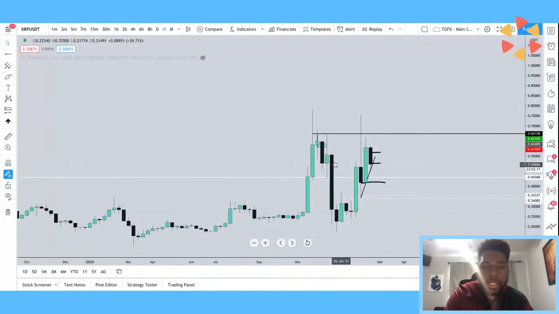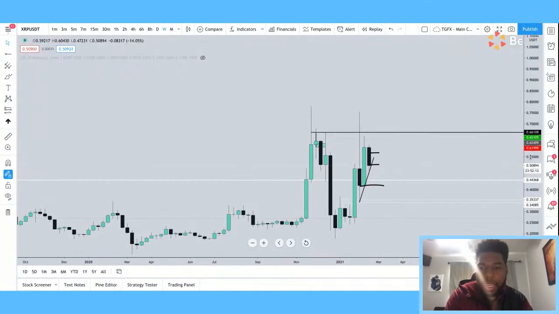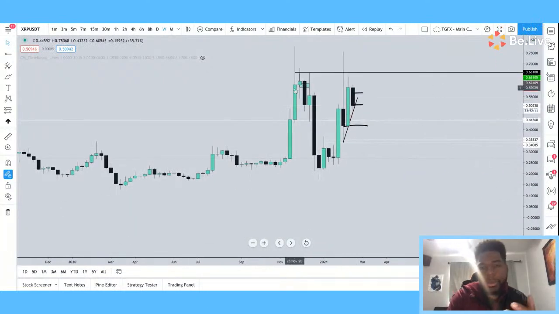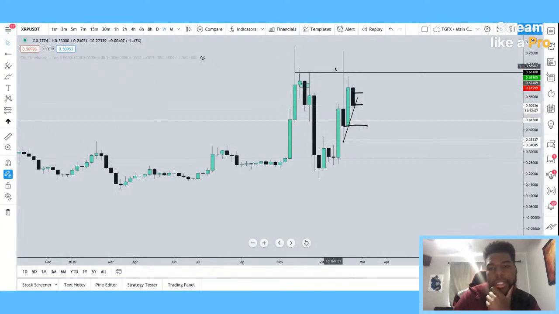Another thing is price just made these long wicks to the top on the weekly time frame. Now, when price does this kind of pattern, it's usually telling you something. It's telling you that a lot of people are taking profits up here. And retail traders do not make wicks, especially this long. It's the banks, it's the institutions, it's the whales in the market. You know what I mean? So if the whales are taking profit here, that's telling you that they know what's about to happen.